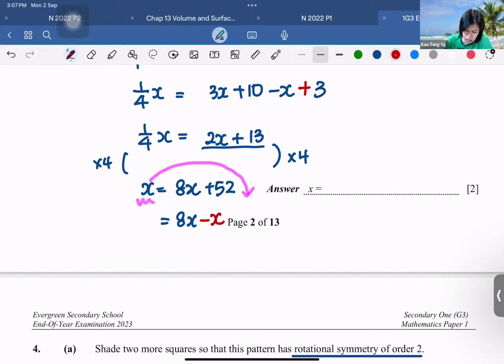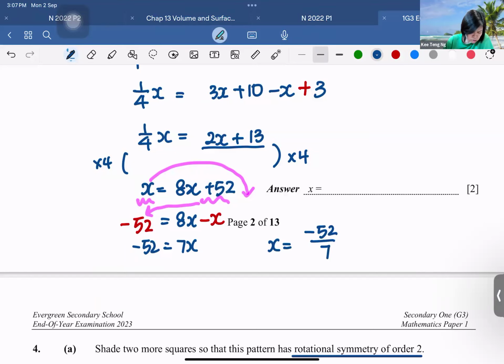Then at the same time, if I were to shift the 52 over, this one will also become negative 52. Okay, simplifying our answer, 7x is negative 52. Not a nice number, maybe. I'll leave it as a fraction. So x will be negative 52 over 7. Simplifying as a fraction, I can either accept this answer or as a mixed number.